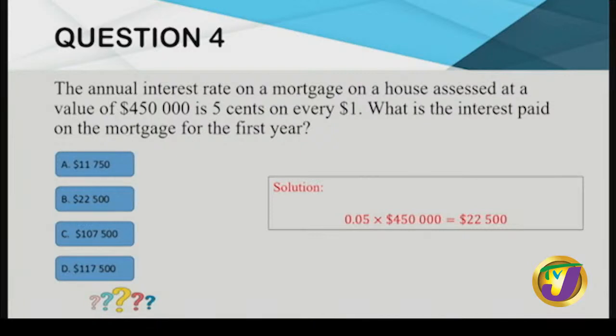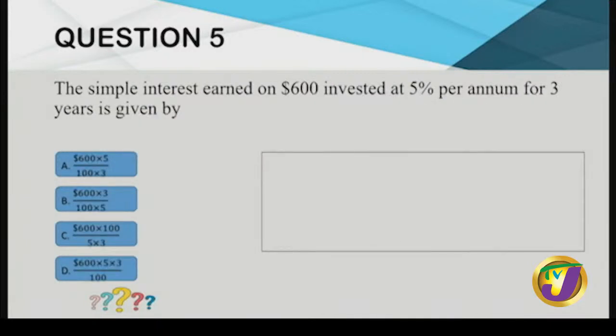All right. So question 5. So here we're looking at this question where we're talking about simple interest. So it says the simple interest earned on $600 invested at 5% per annum for 3 years is given by. So we're looking at $600, which we have 3 figures in here. The $600 would represent the principal, or the money invested. And the 5% per annum would be our rate, and the 3 years would be our time given.